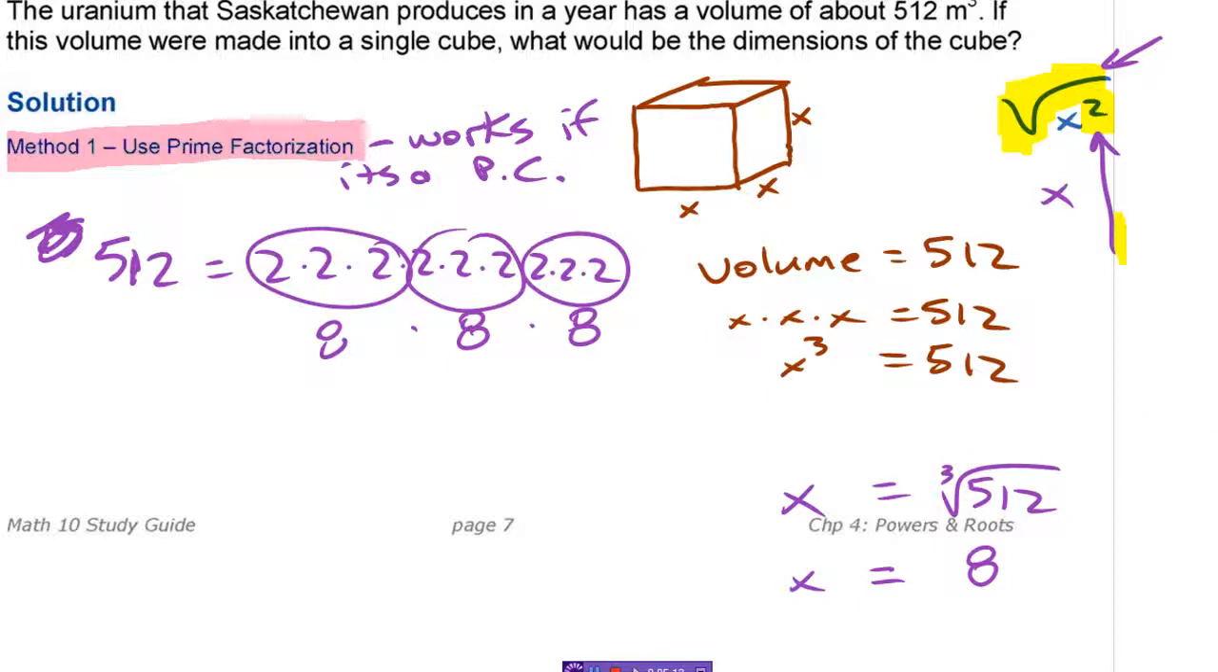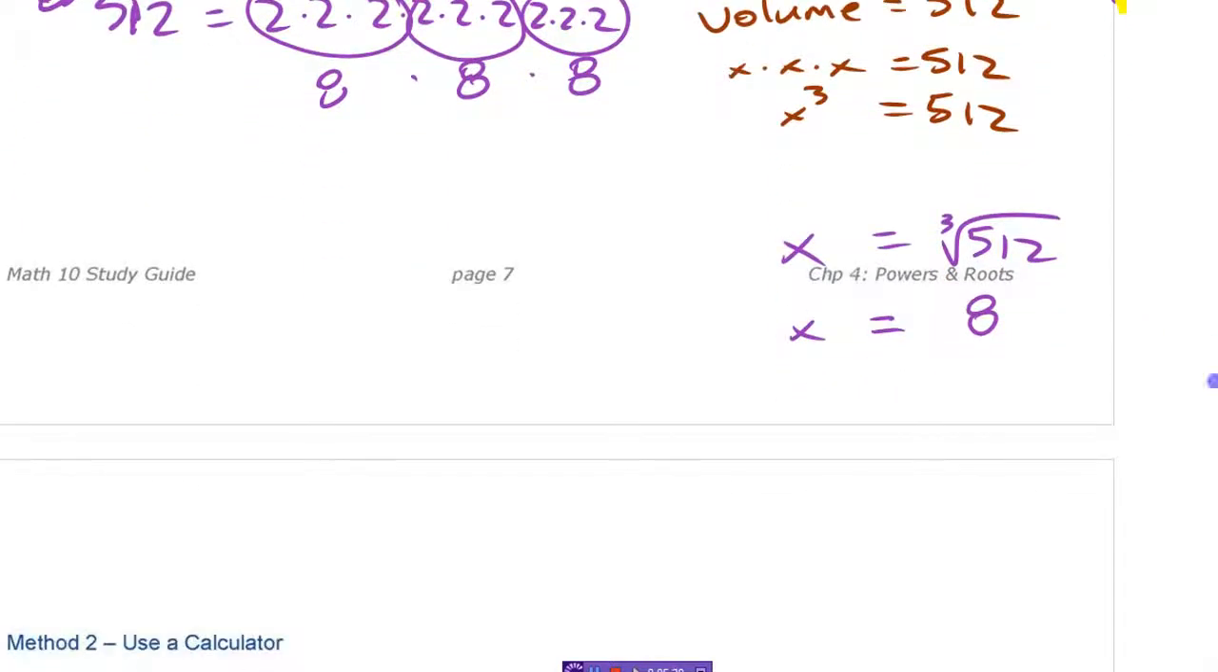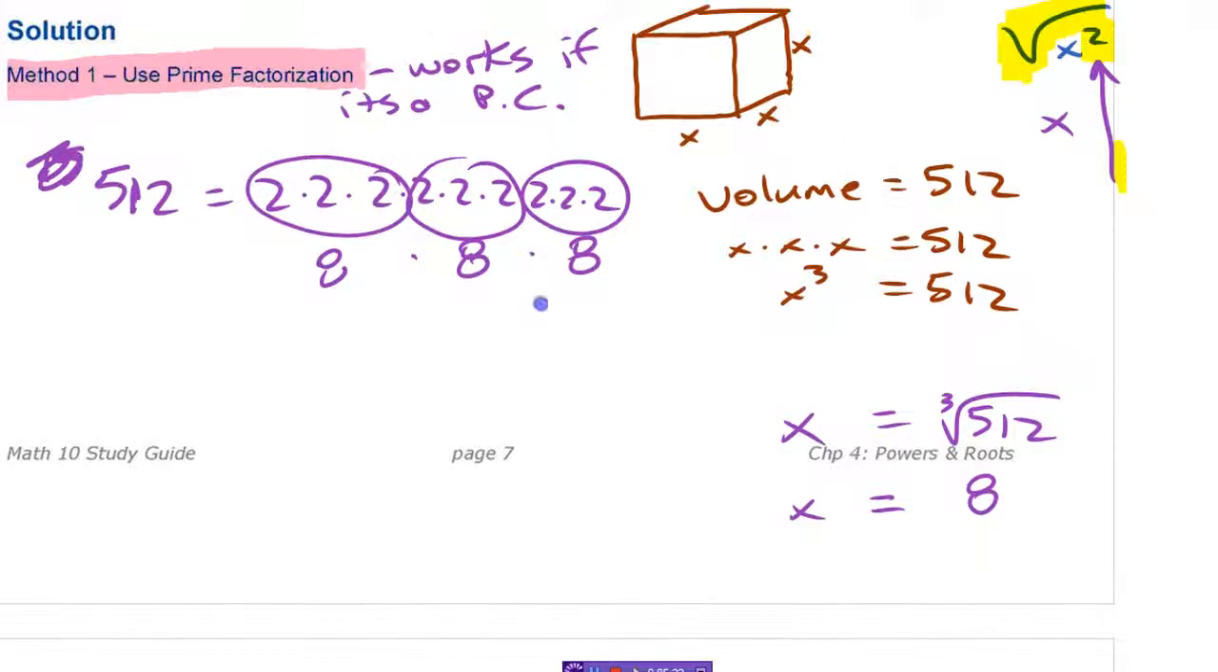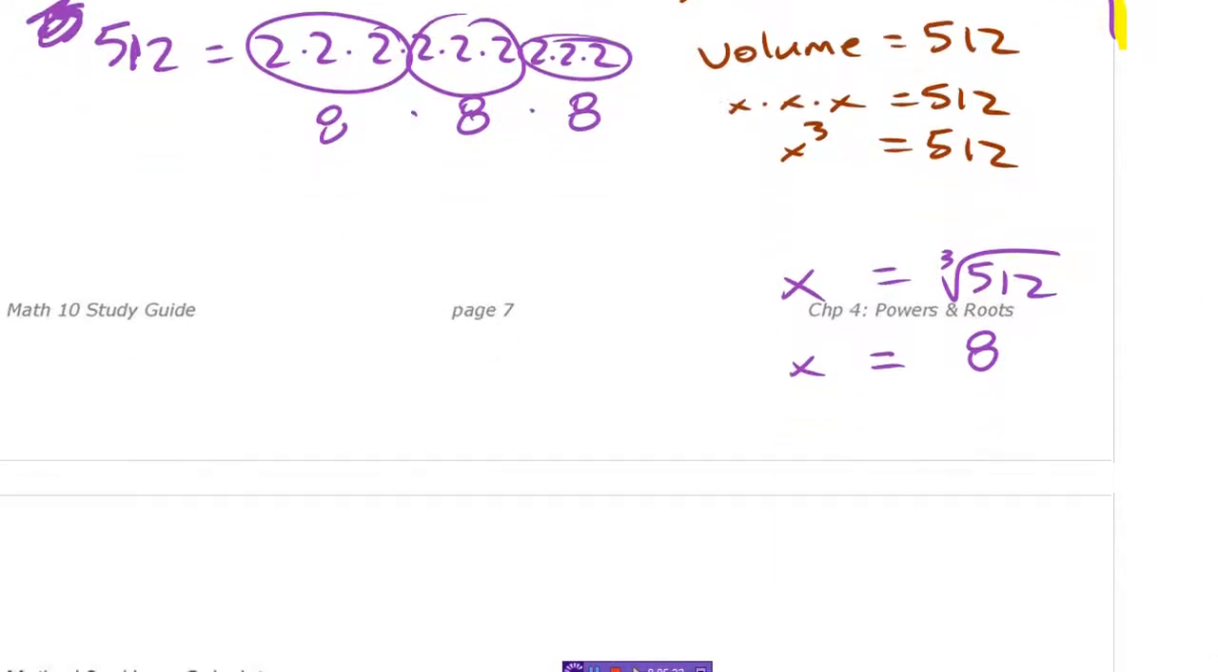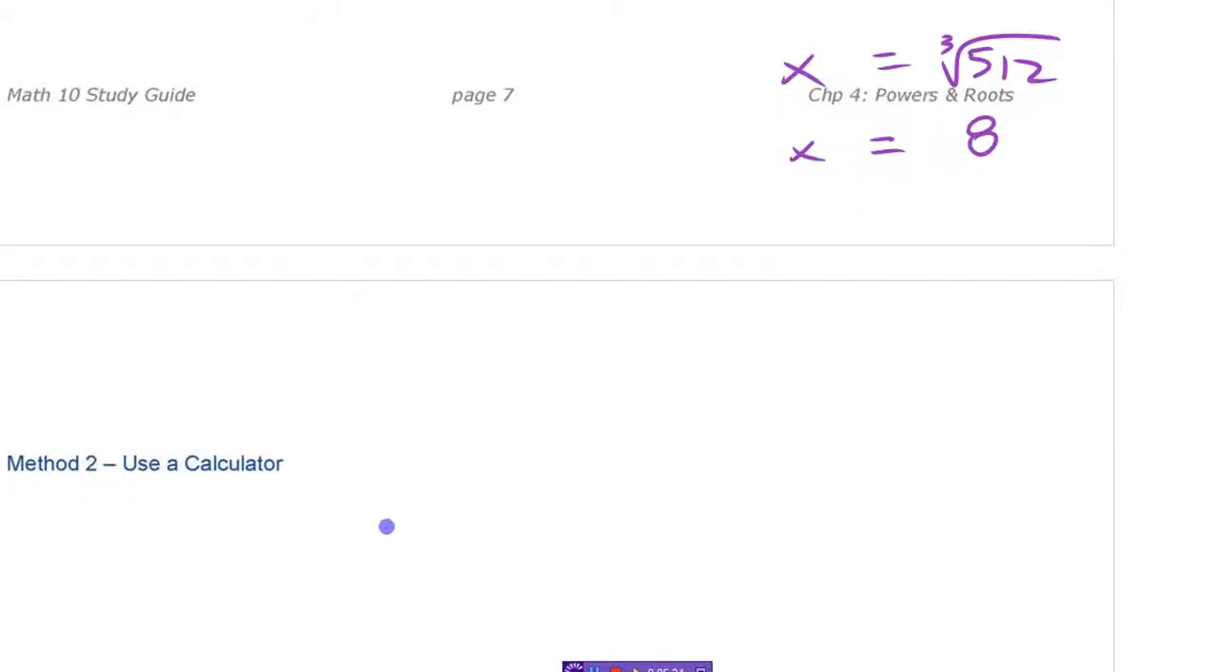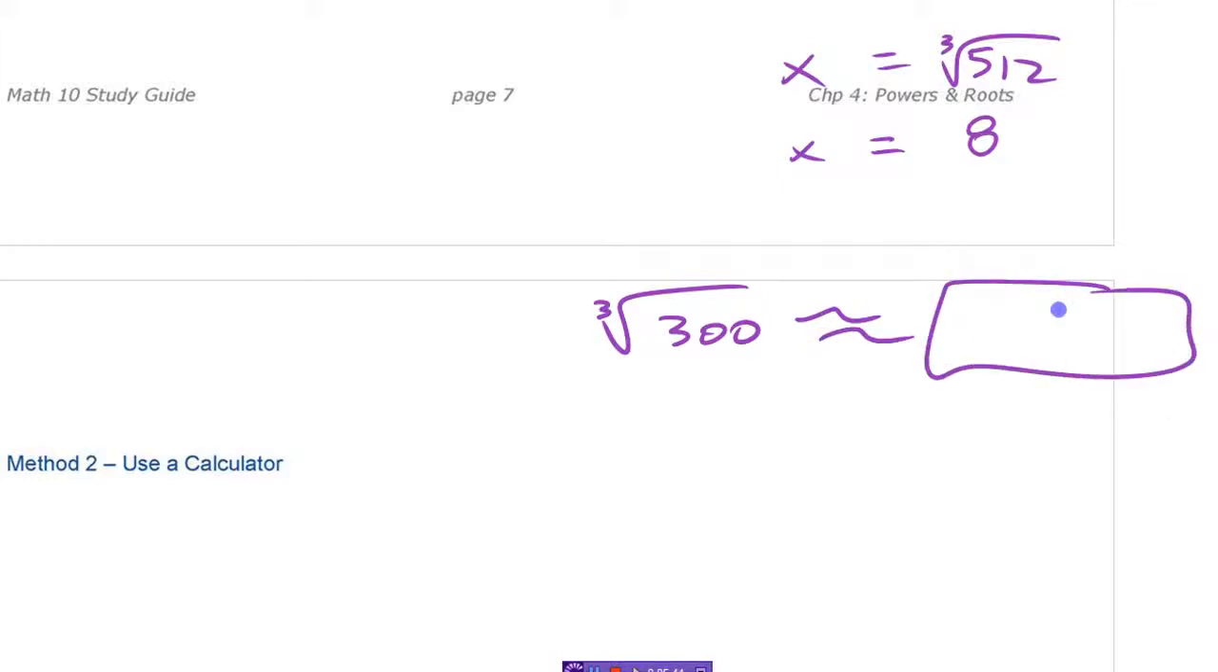The second method works no matter what it is. If this was, let's say, 256, and there was one of the 2's missing, you can't figure out the cube root if it isn't going to end up being a perfect cube. But with this second method, just punch it into your calculator and you're going to get the 8. And it works with anything. Like if the original number was 300, you could do the cube root of 300, you're going to get some approximate number and it'll still work. Does that make sense to you?